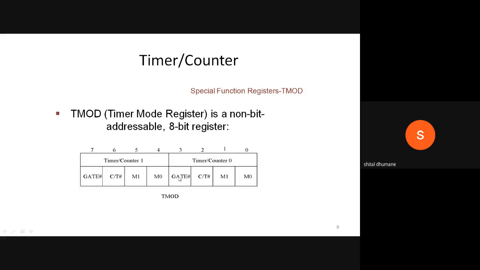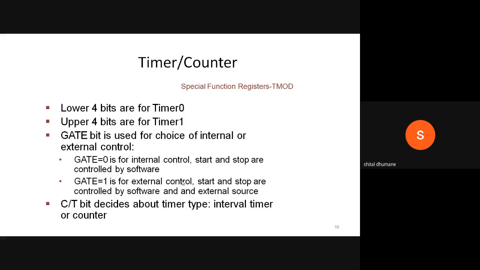So I think all of you are getting the significance of each and every bit. M0, M1 will define the modes of operation. C/T bar will define whether it has to work as a counter or as a timer. And the gate bit is for starting and stopping your timer with software or hardware control. Okay, so this is about the special function register, the TMOD register.